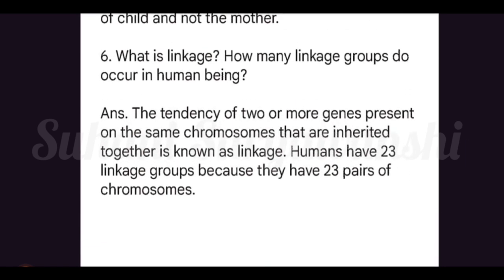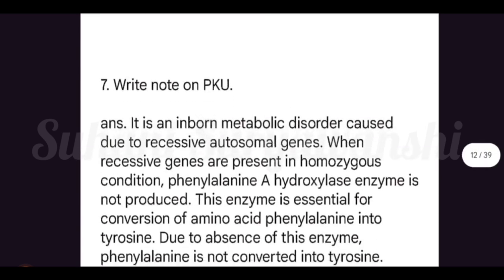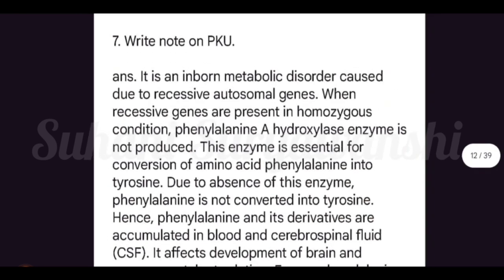What is linkage and how many linkage groups do occur in human being? The tendency of 2 or more genes present on the same chromosome to be inherited together is known as linkage. Humans have 23 linkage groups because they have 23 pairs of chromosomes. Write a note on PKU.